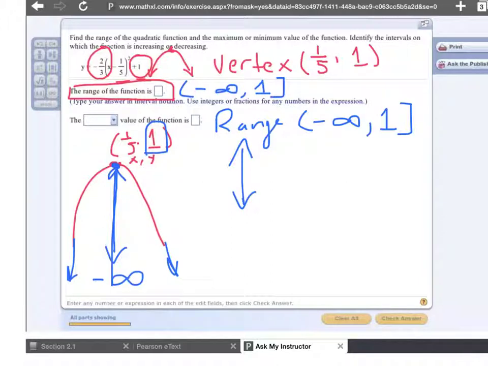Now this next box, it won't allow me to open it right here, but basically it's saying max or min is my choice. Well, we can see if we look at this graph that this is definitely a maximum point. So we would choose the maximum point, and I see that the maximum value of the function is this y value again of 1.